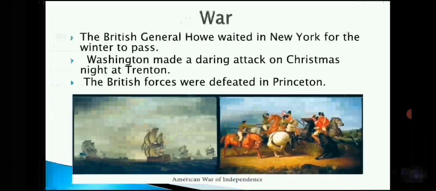The war between the Native Americans and the British people. On 2nd July 1776, the British general Howe attempted to regain what they had lost in the previous war. Washington was forced to evacuate Long Island. The main American army managed to reach Pennsylvania, while Howe waited in New York for the entire winter to pass. Washington made a daring attack on Christmas night at Trenton. British forces were defeated at Princeton.